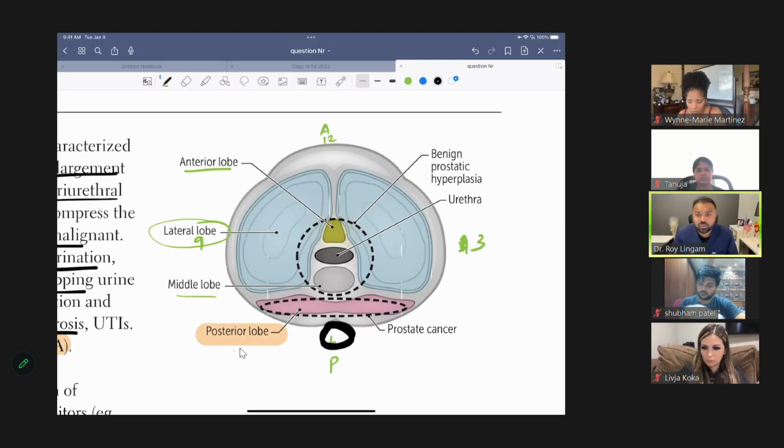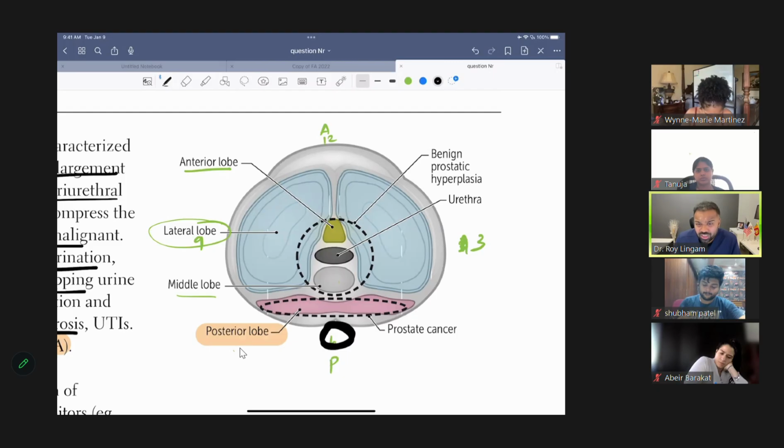Is that clear, folks? Now, why is this important to know? I'm not just asking randomly, you guys. If you know the anatomy, disease becomes easy. If I ask you, what lobe is right next to your rectum? It's your posterior lobe. Is that clear, folks? When you do a digital rectal exam on a male, which lobe are you actually feeling? Posterior lobe. Is that clear, folks? That's why we see it, right?